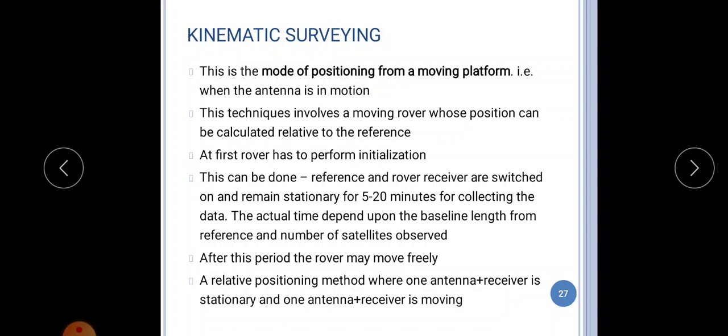There should be a minimum of 4 satellites in order to obtain the point or the location details of that point. After this period, the rover may move freely. That is, after collecting the data for about 5 to 20 minutes, it can move freely to the other position. It is a relative positioning method where one antenna and receiver is stationary and one antenna plus receiver is moving. Usually the stationary one will be the reference point, and that reference receiver will be stationary.